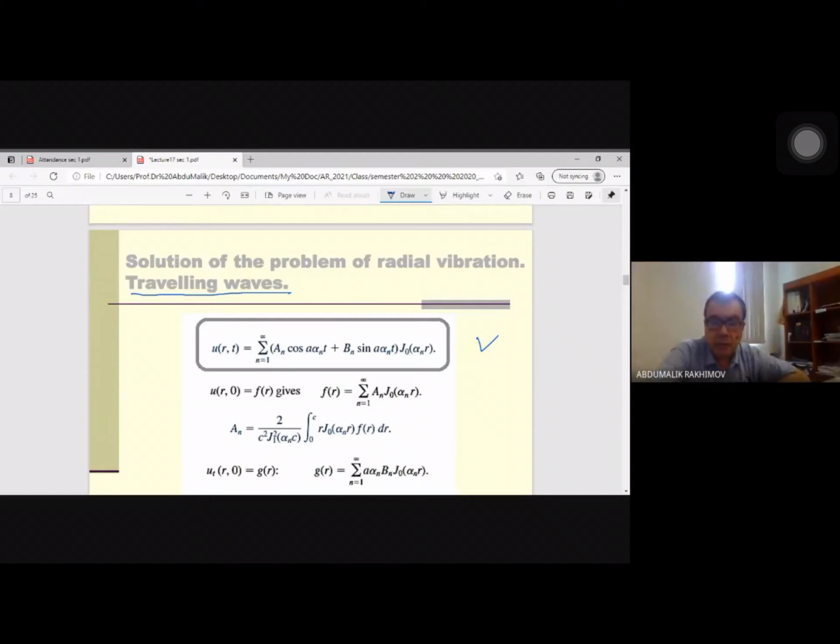So if you use the initial conditions, the first initial condition is u(r,0) equal to f(r). If you say t equals 0, this cosine will be 1, sine will be 0. Then you have A_n times J0, you see. From this you will find this formula for the A coefficients. This is a Fourier-Bessel series, right?